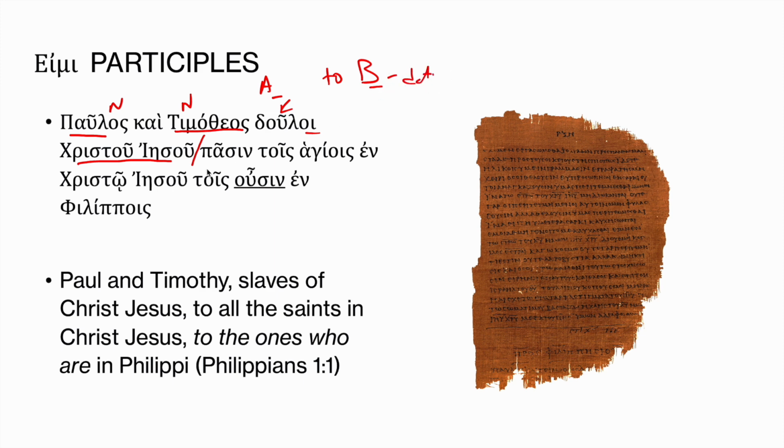Okay, so that's A to B, and the B part are the recipients, and that's in the dative case. Pasin tois hagiois en Christo Iesou tois ousin en Philippois. Okay, a lot happening here. This is the word for all. To all the holy ones, or the saints, in Christ Jesus, to the ones who are in Philippi. Okay, so there you have a dative, plural, present participle.